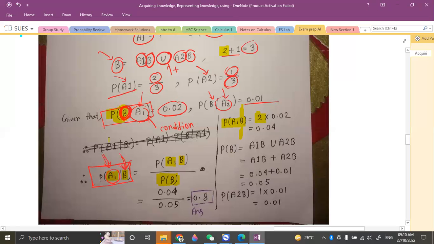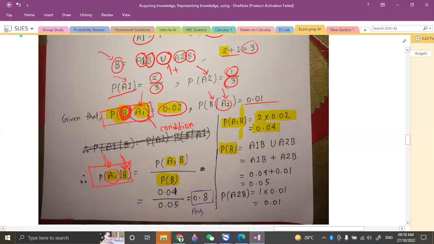The car needs to be repaired, and this is a truck. So this is 0.02. So we multiply them. Okay, so we get 0.04. And then the probability of B, that means the probability that it can be a truck or a car, but it needs to be repaired.